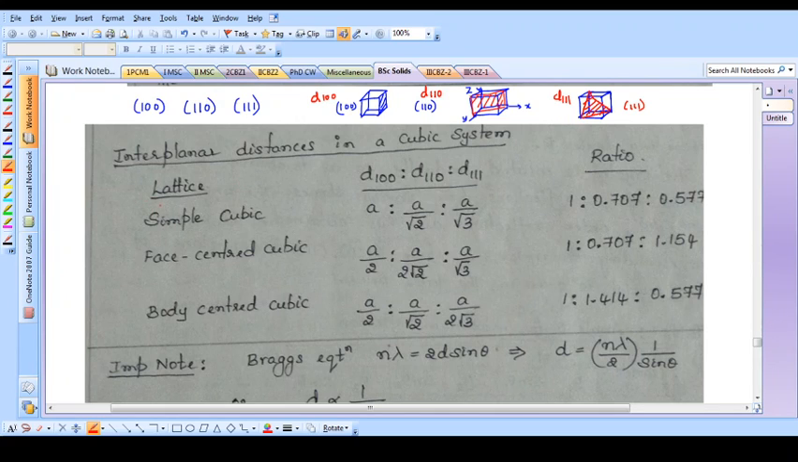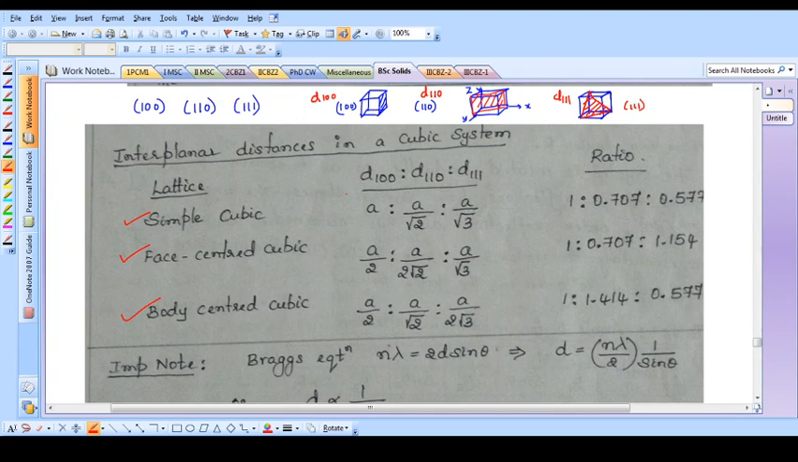In a cubic system, you can have three types of Bravais lattice: a simple cubic, where particles are present only in corners; a face-centered cubic, where particles are present in the 8 corners and also at the center of the 6 faces; and a body-centered cubic, where particles are present in the corners and at the center of the unit cell. So for the ratio of d100 to d110 to d111, I will find the distance between 100 planes in a cubic system, d110, and also d111, and take the ratio.